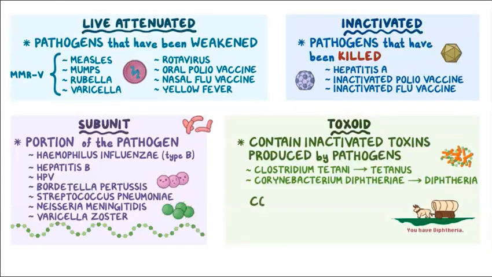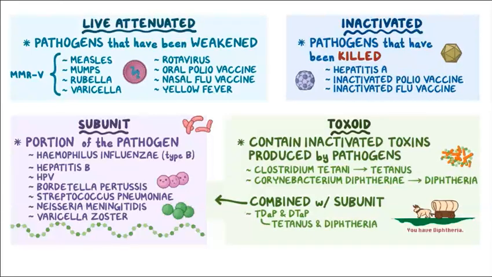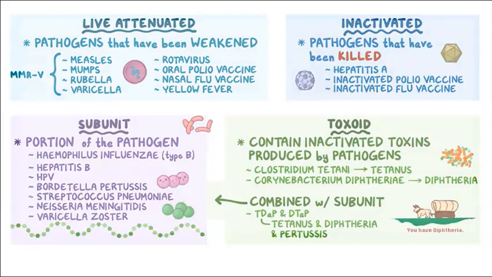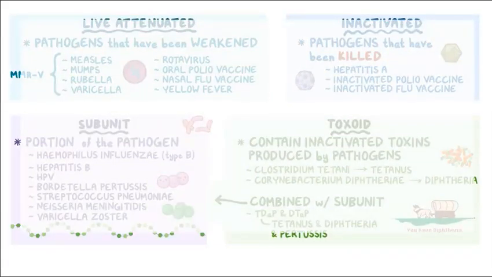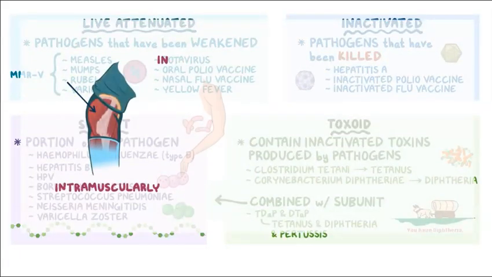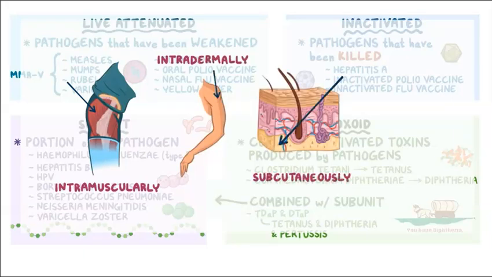Toxoid vaccines are often combined with subunit vaccines to make a stronger or a more immunogenic vaccine. For example, the Tdap and DTaP vaccine provides coverage against the toxins for tetanus and diphtheria, as well as the toxin and non-toxin antigens that are part of pertussis. All of these vaccines can be administered one of four ways: intramuscularly, intradermally, subcutaneously, or orally.